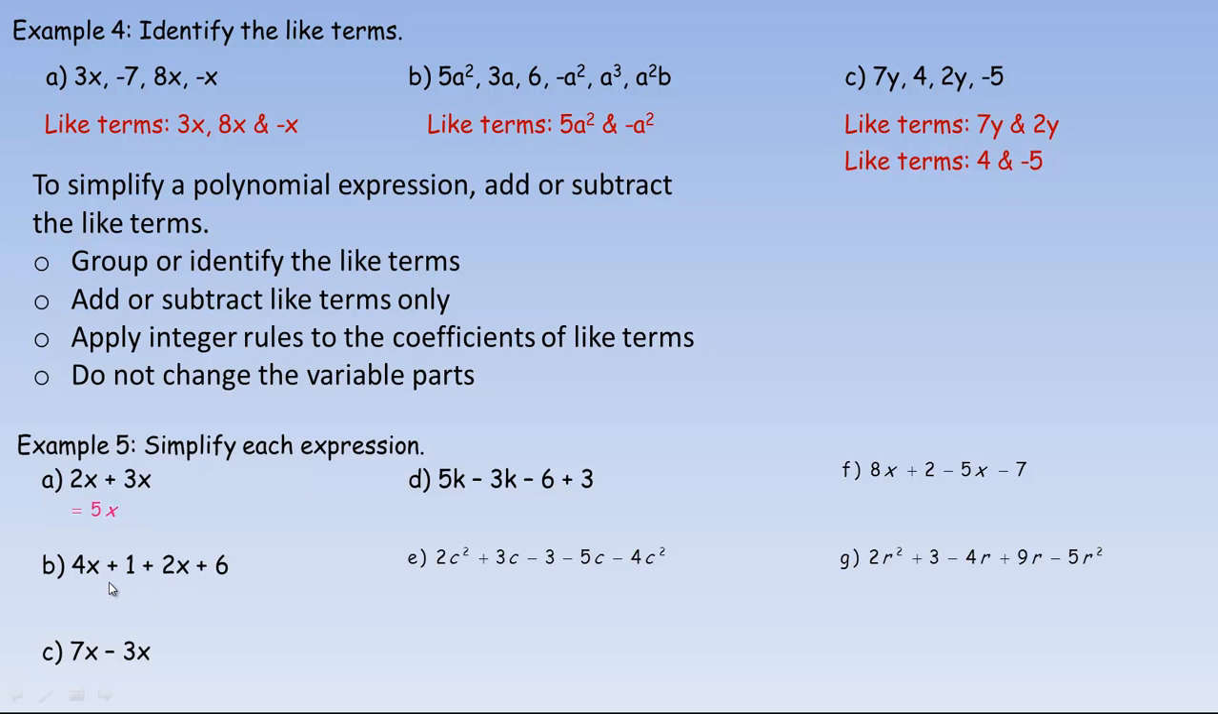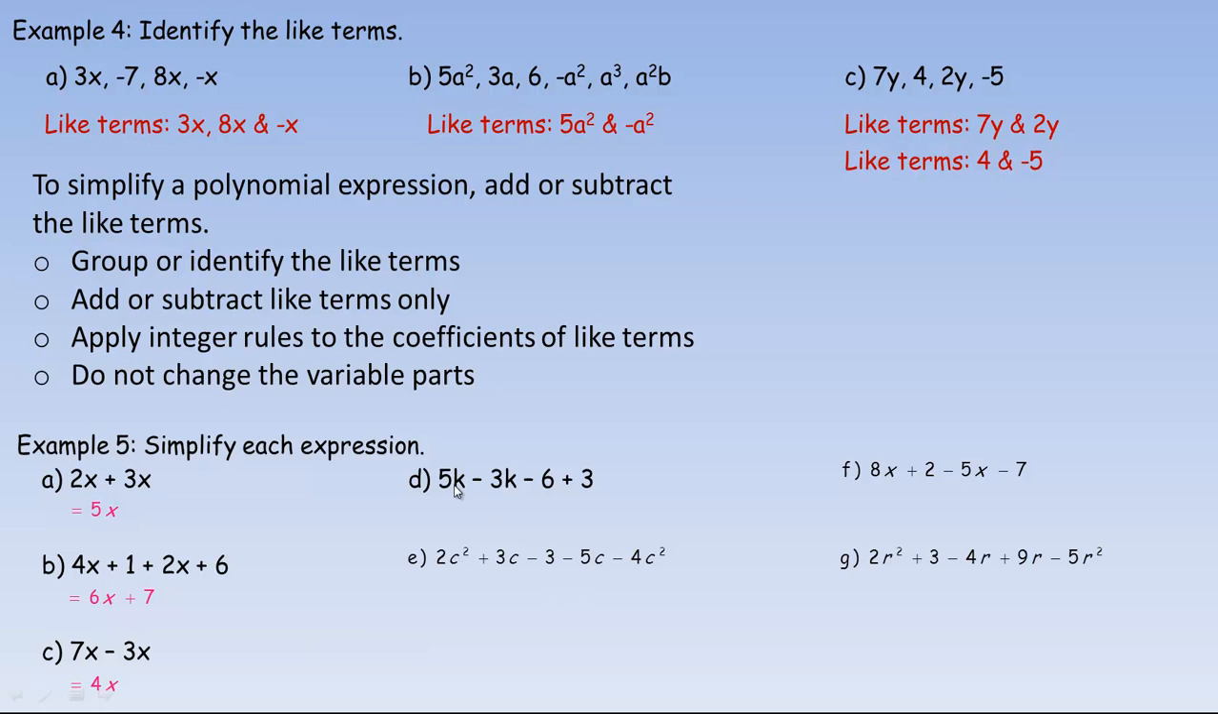For B here, the 4x and 2x are like terms, so we would add 4x and 2x together, and that would add to 6x. The 1 and 6 add to 7, so this would simplify to 6x plus 7. It doesn't simplify anymore. That's an x term, that's not, so that's as simple as you can write that. For C here, 7x minus 3x, those are like terms. If you have 7 of something minus 3 of the same thing, you should have 4 of them altogether. So that would be 4x.